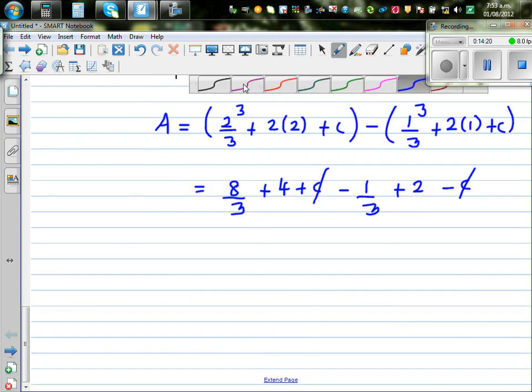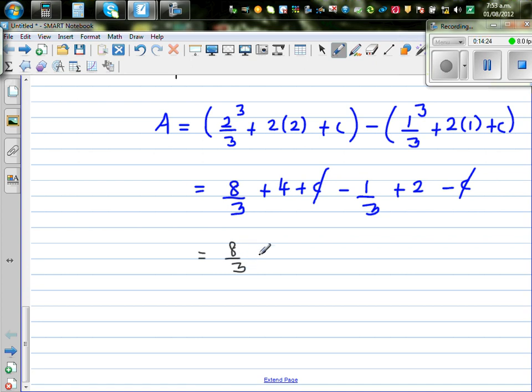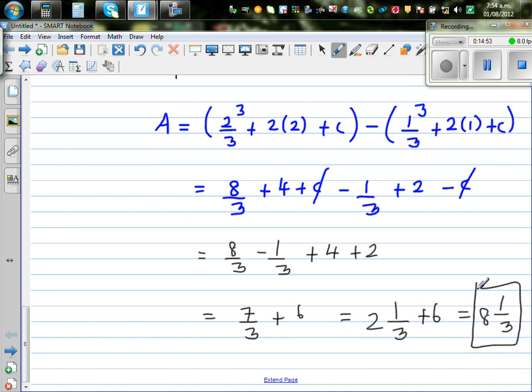So let us simplify this. So this is 8 over 3 minus 1 over 3 and plus 4 plus 2. Hopefully I'm not doing any mistakes. We'll confirm this on the calculator. So this is 7 thirds plus 6. Okay. 7 thirds is 2, 3 goes in 7 twice, so this is 2 and 1 third plus 6. So ultimate answer should be 8 and 1 third. The area should be 8 and 1 third, exactly.